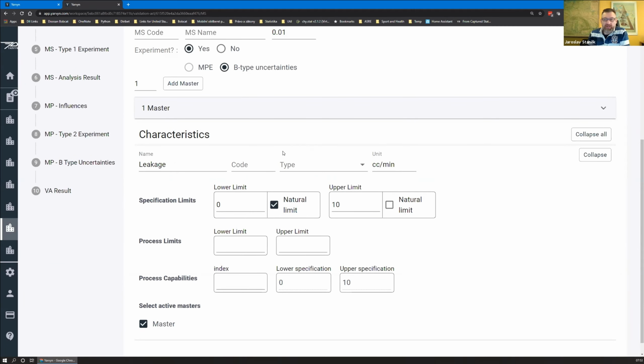Quite often, the lower limit is initially at 0, and we only care about the upper limit. The lower limit is natural. It is very unusual to have a lower limit above 0. That would actually mean that we require some leakage to be there. It's possible, but it's not very usual.